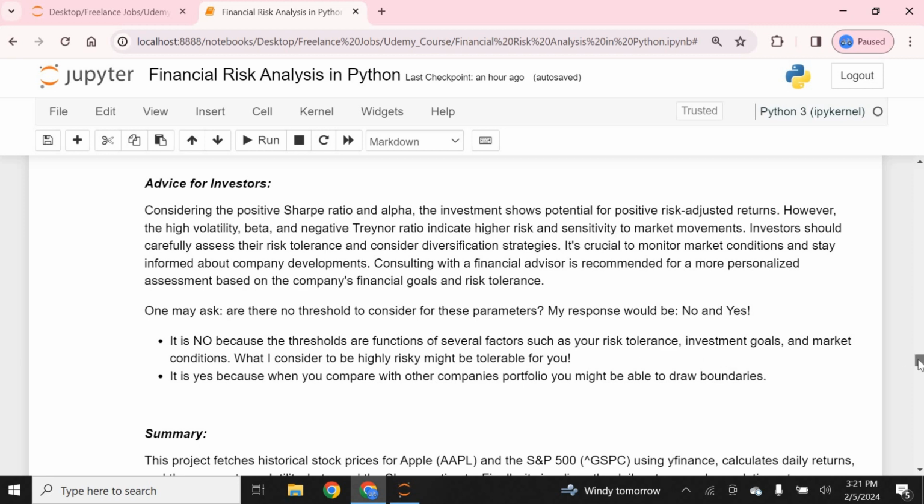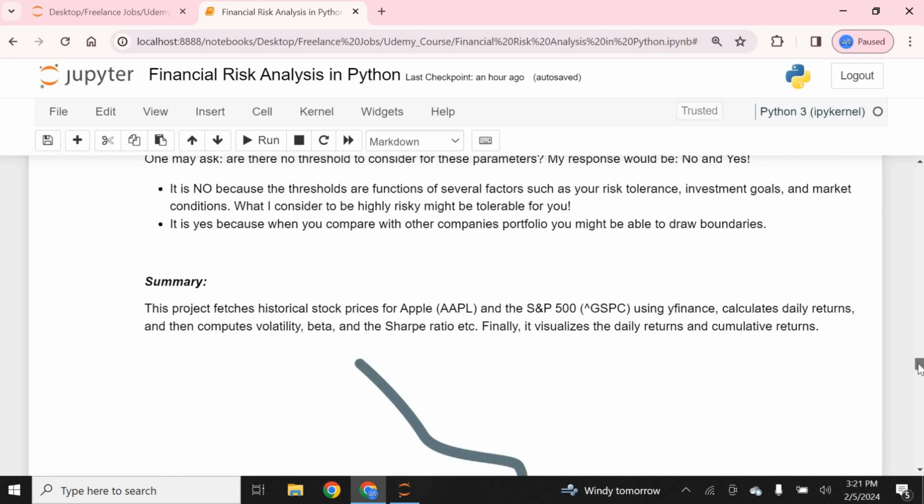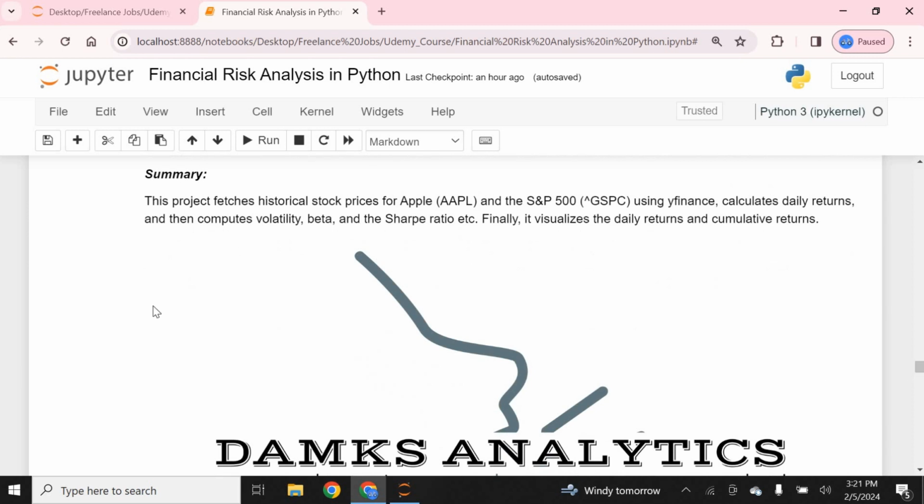So, summary. This project basically analyzed the historical stock price for Apple and the S&P using the yfinance package. Then we calculated the daily returns and then computed the volatility, beta, Sharpe ratio, Treynor ratio, and other parameters.